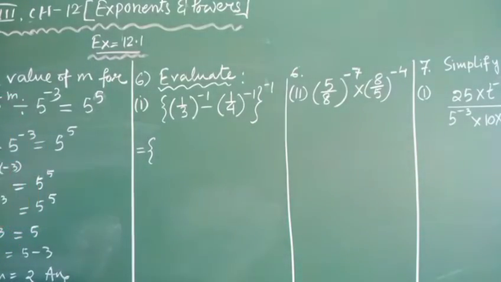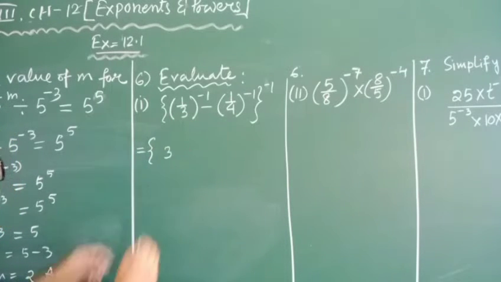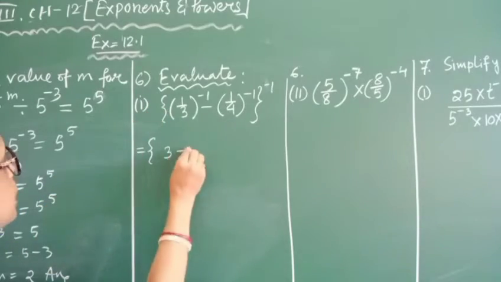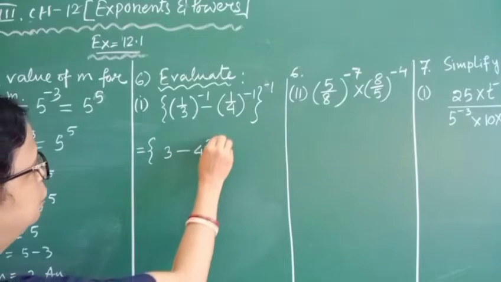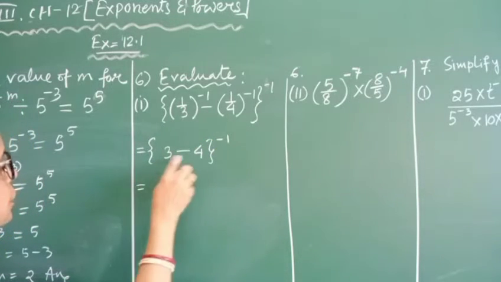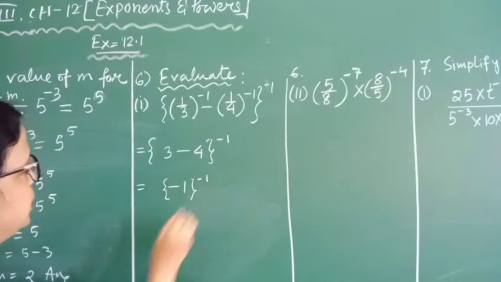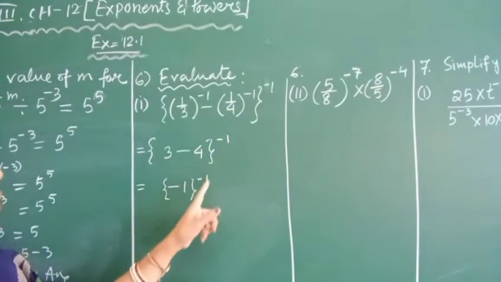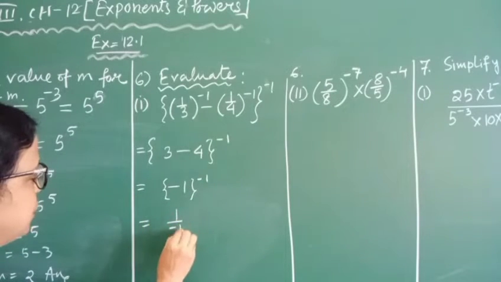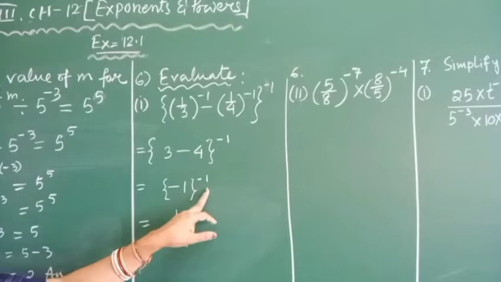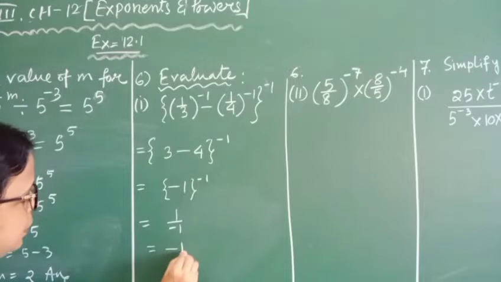So if we interchange the numerator and denominator, in this sum also 3 to the power minus 1 means 3 by 1, minus 1 by 4 to the power minus 1 means 4 to the power 1. Now 3 minus 4 it is minus 1, whole to the power minus 1. Minus 1 is as it is, we are not changing it. Now we will apply this inverse sign. Now 1 by minus 1 means minus 1 only.